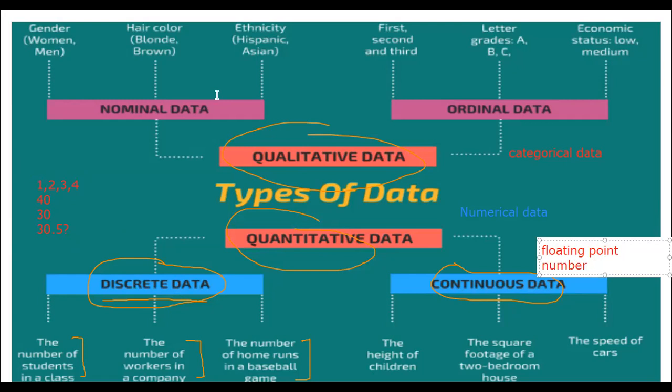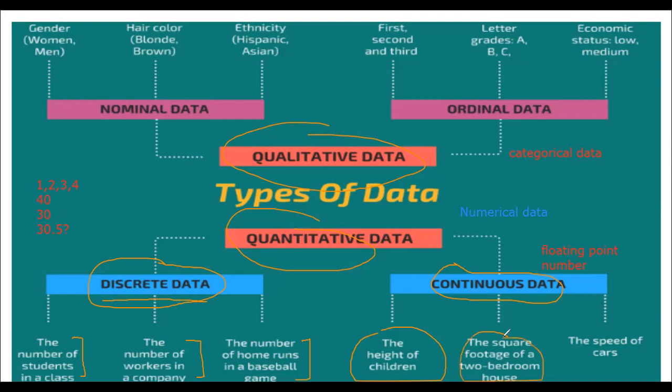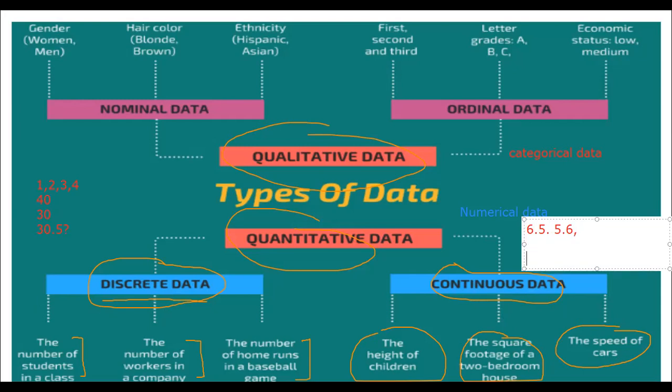Let's say an example: the height of children, or the square footage of a 2-bedroom house, or the speed of cars. These all come under continuous data. I hope we are clear with discrete and continuous. Height can be 6.5, height can be 5.6, right? If I say rainfall, how many inches, I'll say 3.34, something like that.